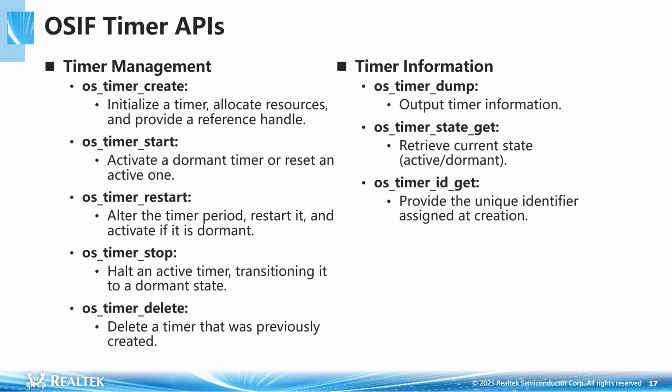To stop a running timer and move it to a dormant state, you utilize OS Timer Stop. Finally, OS Timer Delete allows you to remove a created timer permanently. Regarding timer information, OS Timer Dump outputs detailed timer information, while OS Timer State Get retrieves the current state, active or dormant. OS Timer ID Get is to get the unique identifier assigned at its creation.